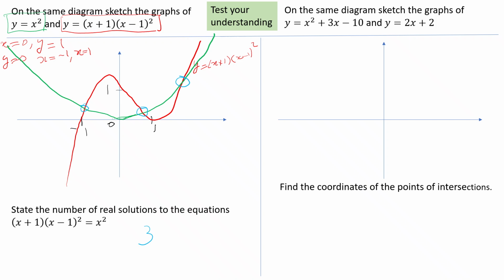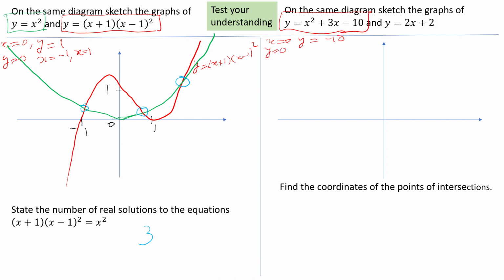Next one, on the same diagram, draw the graphs of y equals x squared plus 3x minus 10 and y equals 2x plus 2. So the first graph is the quadratic. The second graph is the straight line graph. First I am going to draw the quadratic graph. I'm going to find the coordinates where the graph cuts the x-axis and y-axis. So x equals 0, y equals negative 10.